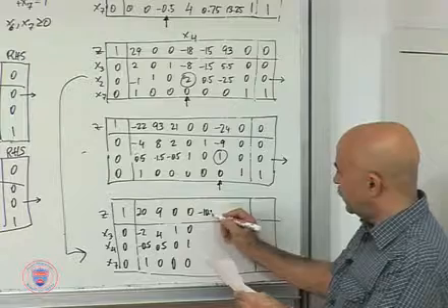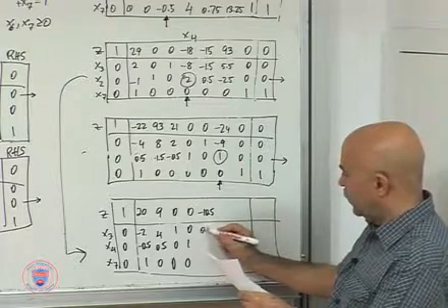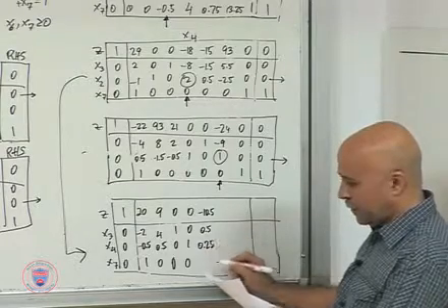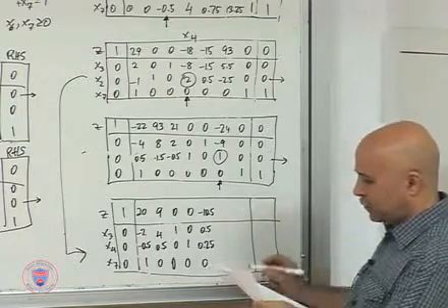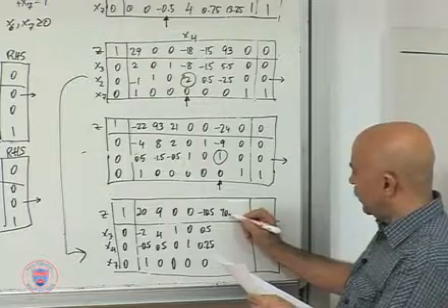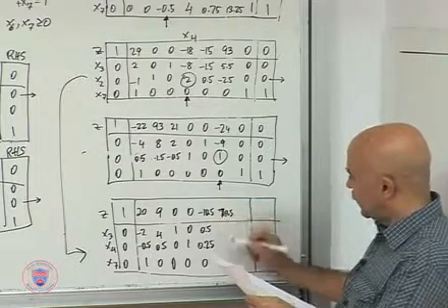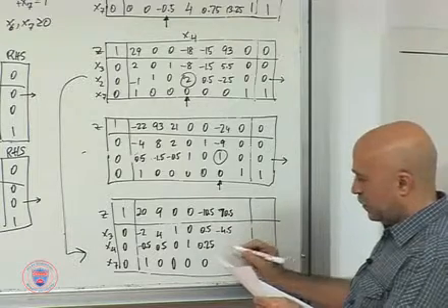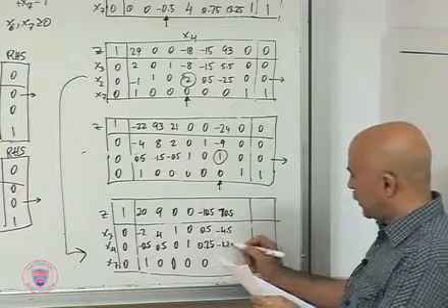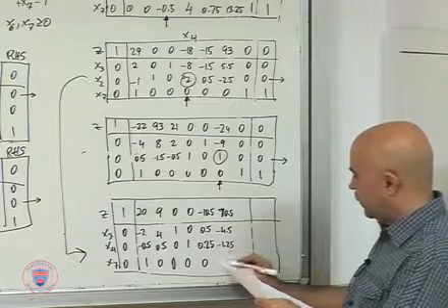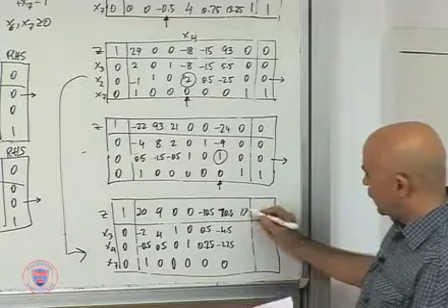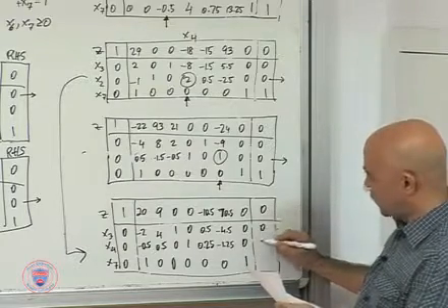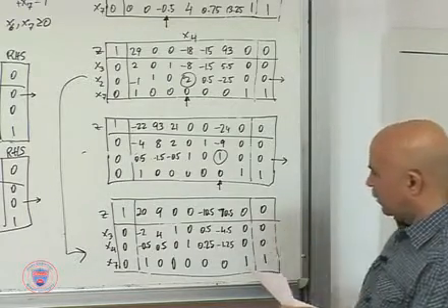minus 10.5, 0.5, 0.25, 0, 70.5, minus 4.5, minus 1.25, 0, 0, 0, 0, 1, and 0, 0, 0, 1.